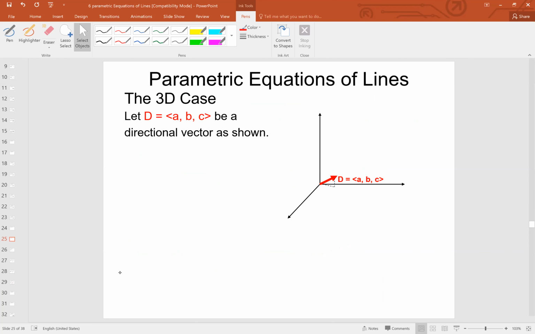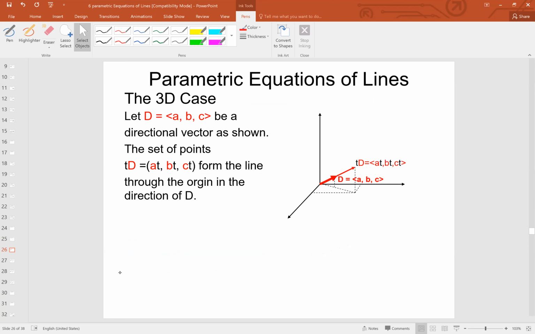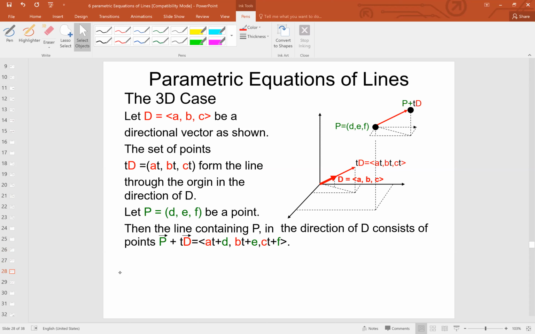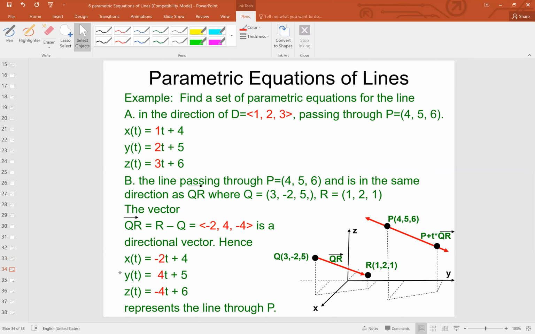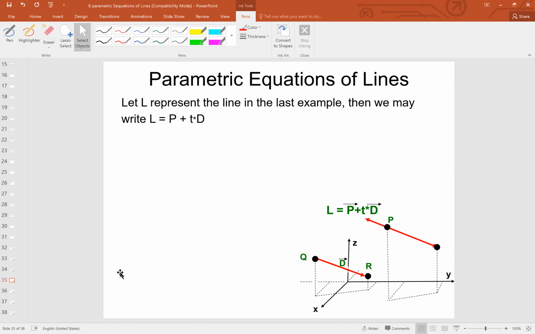The three-dimensional case is exactly the same thing. Here is some visualization in three-dimensional space. I'll be stretching a vector in three-dimensional space, multiplying by the scalar t. If I want to move to that point, that will define a line in space passing through the point P in the same direction as d. I have the parametric equations and the vector equations. Here's an example, you can read that along.